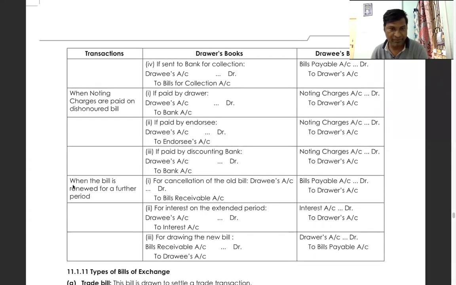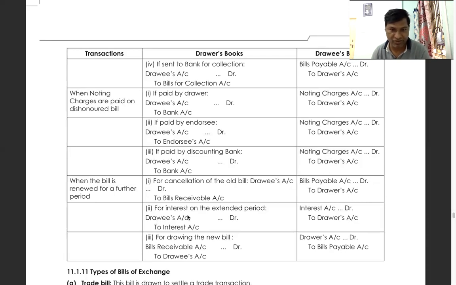Now, when the bill is renewed for a further period, extended, for cancellation of the old bill, drawee to bill receivable. Let's say a 3 months bill is given initially, and another 3 months is to be extended. The old bill has to be cancelled, then a new bill is created. That's the meaning here. For cancellation of the old bill, drawee to bill receivable in the books of drawer, but in the books of drawee, bill payable to drawer's account.